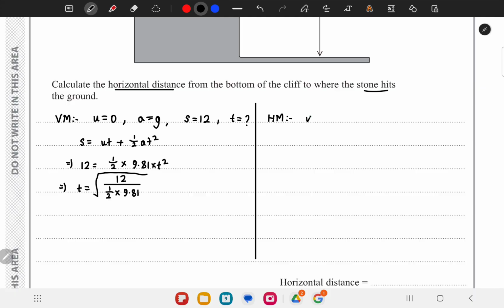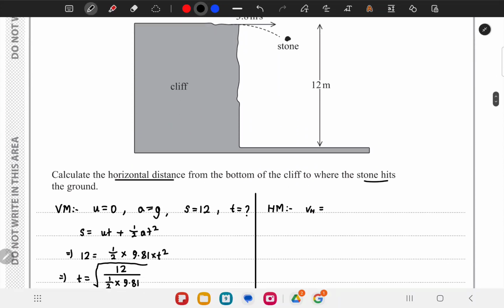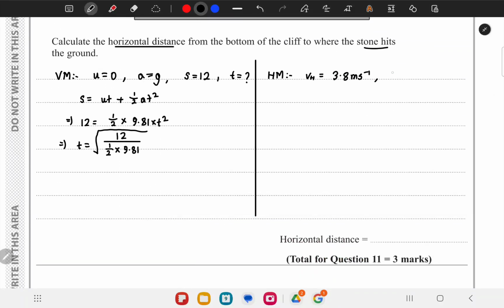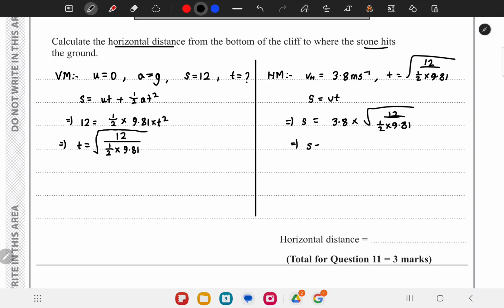Now the horizontal velocity is a constant 3.8 meter per second, and the time is given over here, so 12 by half into 9.81. The displacement, since there is no acceleration horizontally, I can use s equals to vt over here. So the range s will be equal to 3.8 times root over 12 by half into 9.81. So we get a range of 5.94 meters.